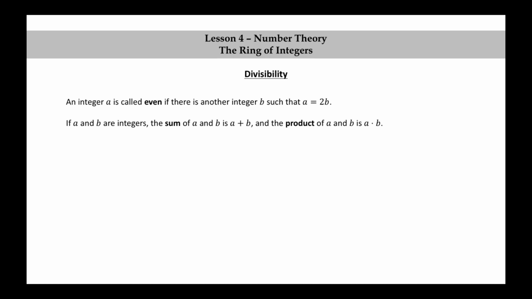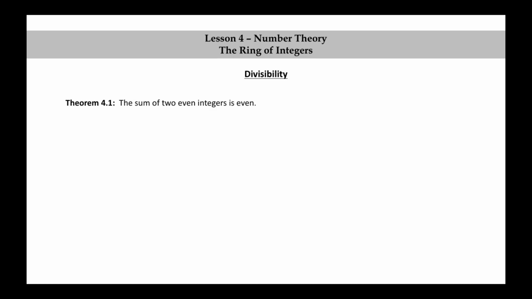If a and b are integers, the sum of a and b is a plus b, and the product of a and b is a times b. Theorem. The sum of two even integers is even. Before we write out a full proof of this theorem, let's come up with a strategy.